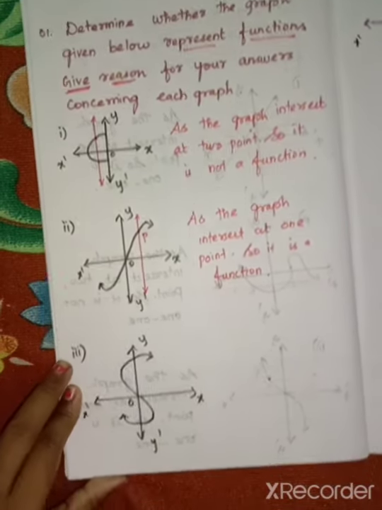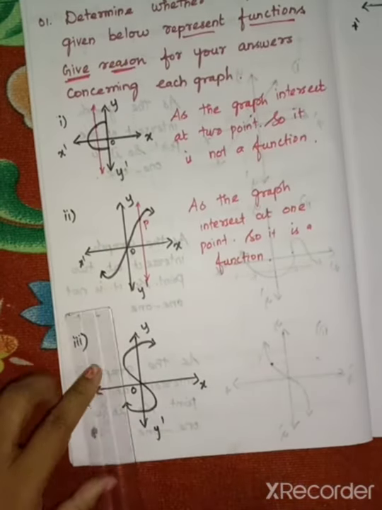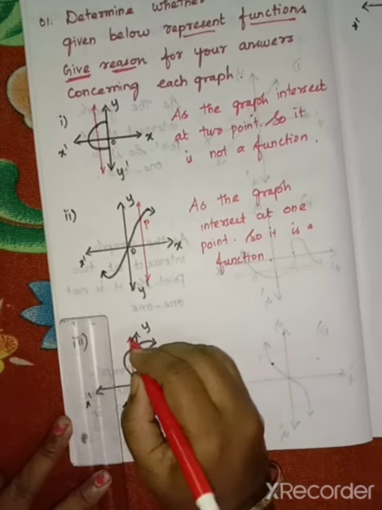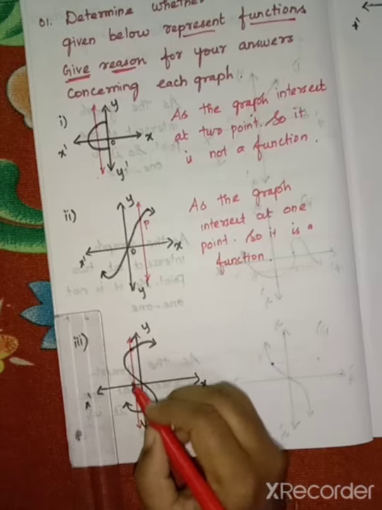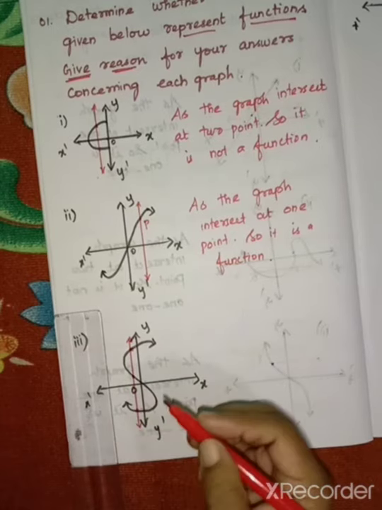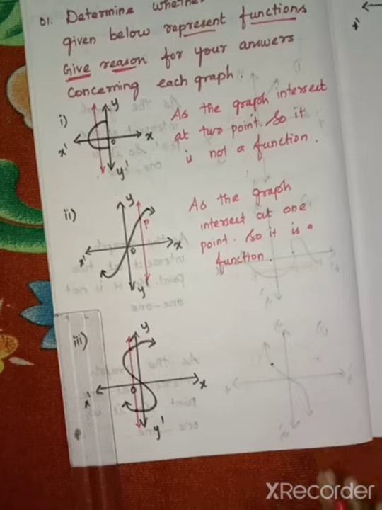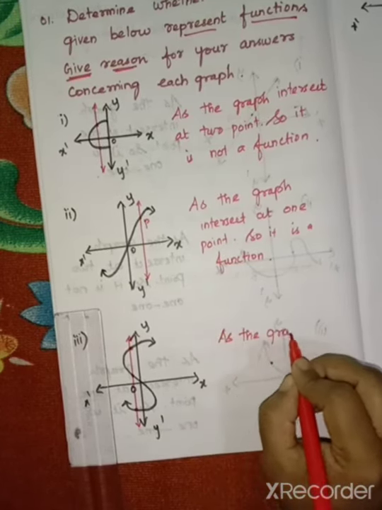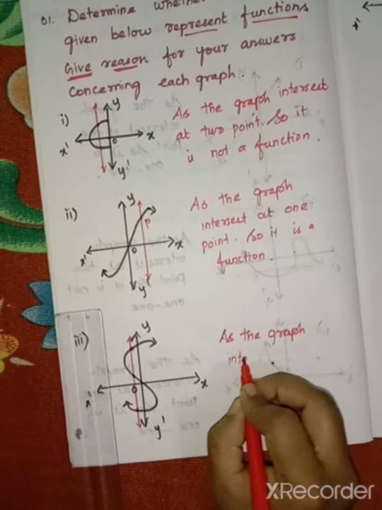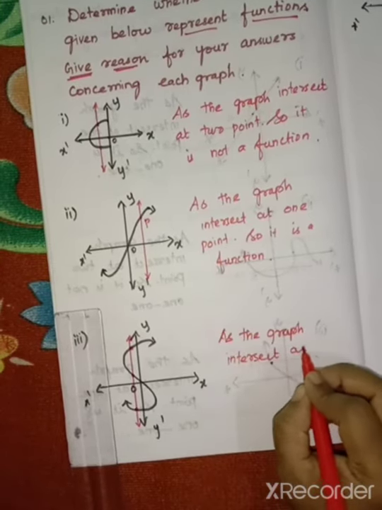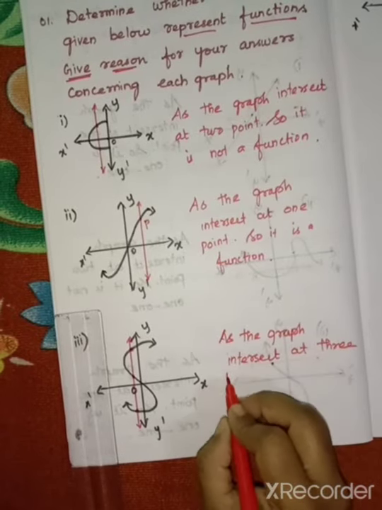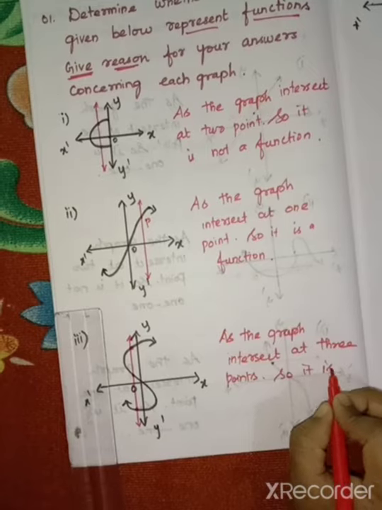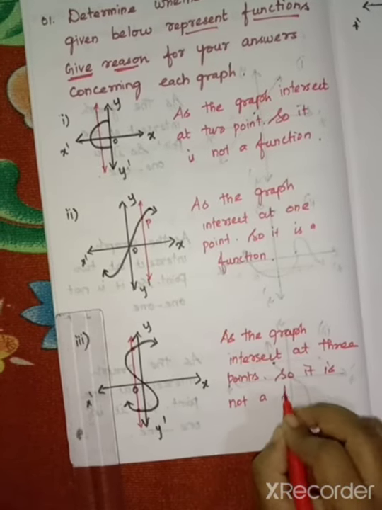See the third graph. It looks like a yes. Here I have drawn the line on this side. See here: 1, 2, 3. Totally three points are touched. So as the graph intersects at three points, it is not a function.